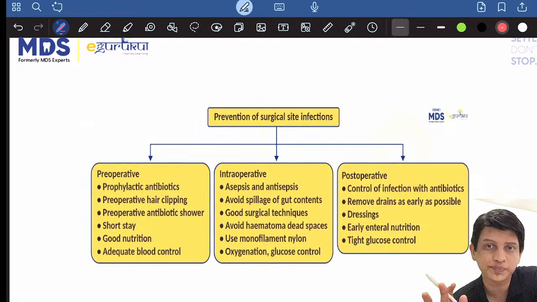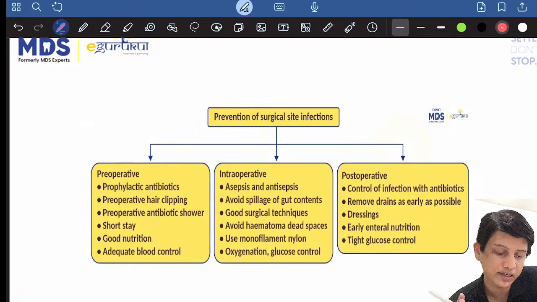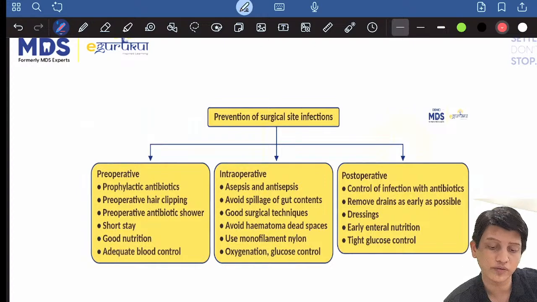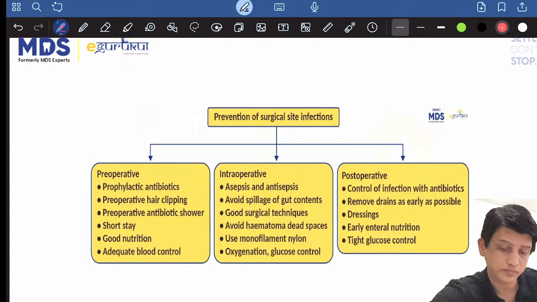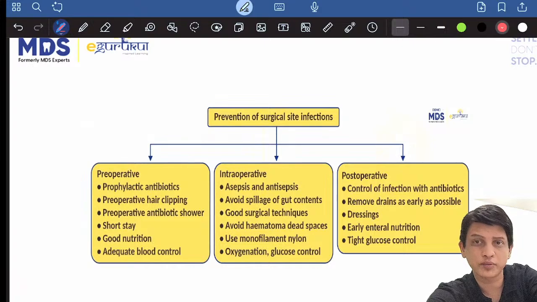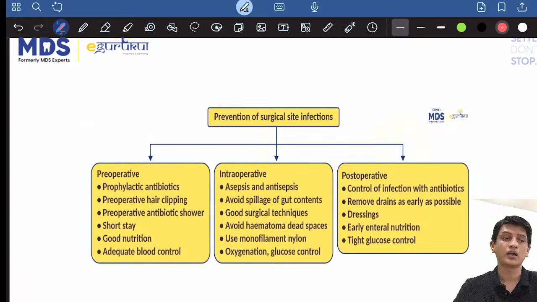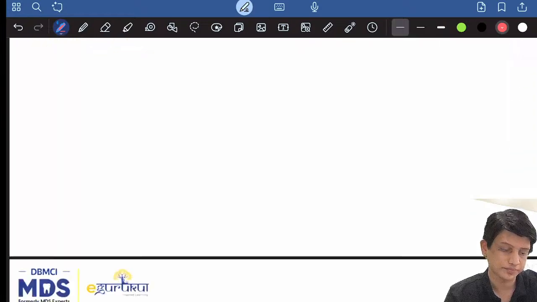Intraoperatively, all the aseptic precautions should be maintained, avoid spillage of the contents, good surgical techniques, avoid hematoma, and use monofilament nylon, oxygenation, glucose control has to be done. In the post-operative period also, control of infection with antibiotics, and remove drains, any foreign bodies you have kept, any cannula, catheter has to be removed at the earliest. Very sterile dressings has to be done. Early enteral nutrition has to be started. The glucose level should be under strict control. In all this way you can prevent surgical site infections.